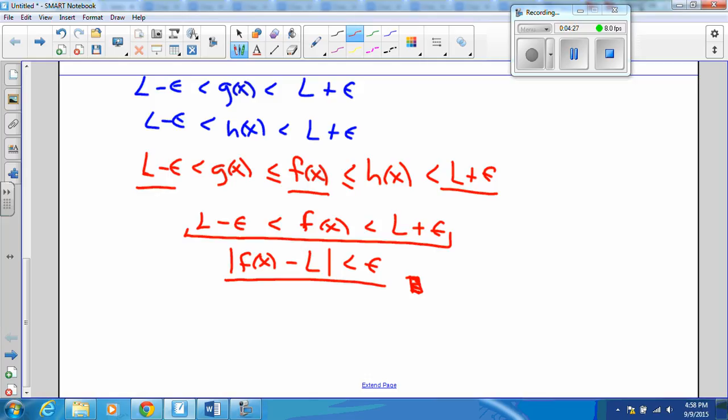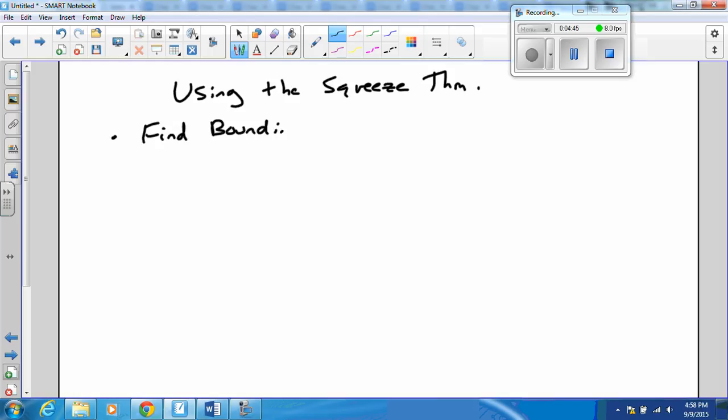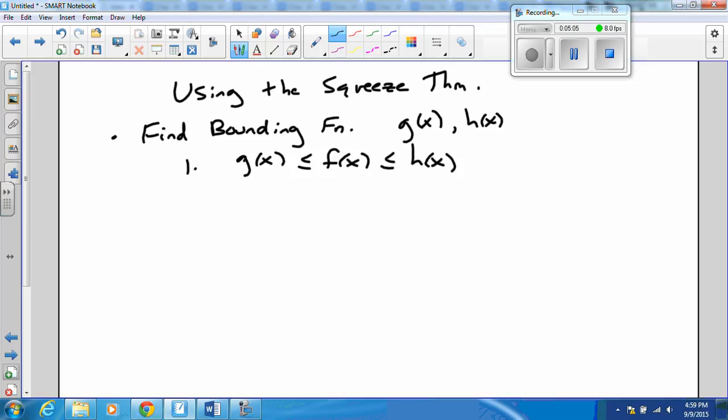Well, okay, so that's the Squeeze Theorem. How do we use it? Really, the way in which we use the Squeeze Theorem is we find our bounding functions, f, g and h, that meet the two conditions required by the theorem. g has to be below f, and h has to be above it, and g and h both have to go to the same limit as x goes to c. And once we do that, we simply apply the Squeeze Theorem.